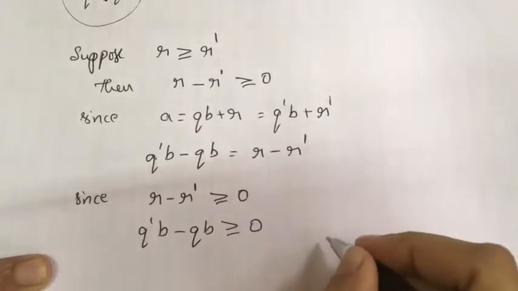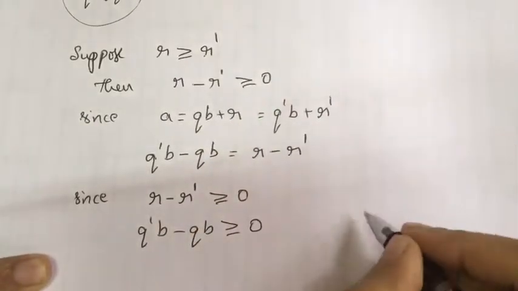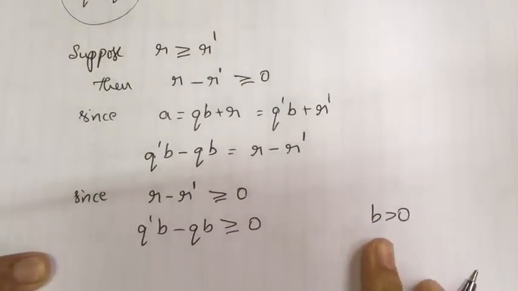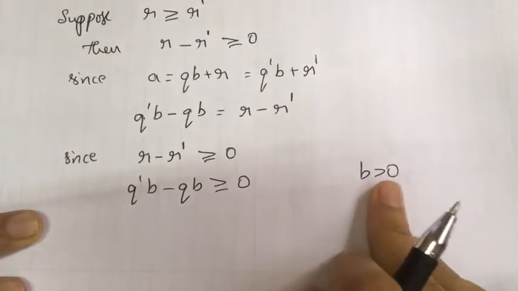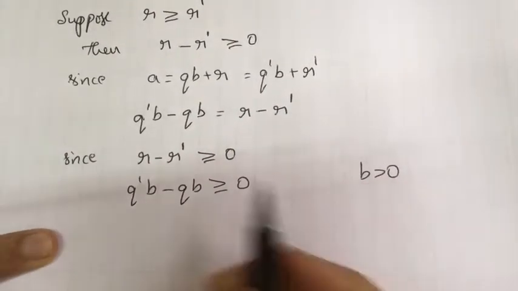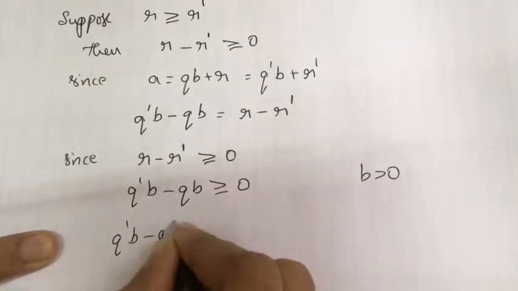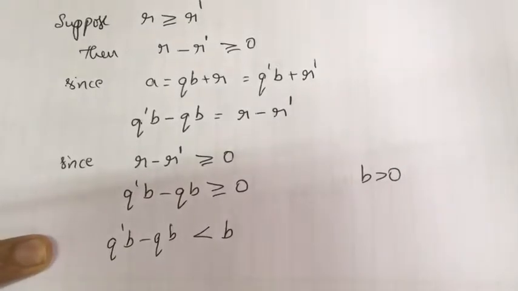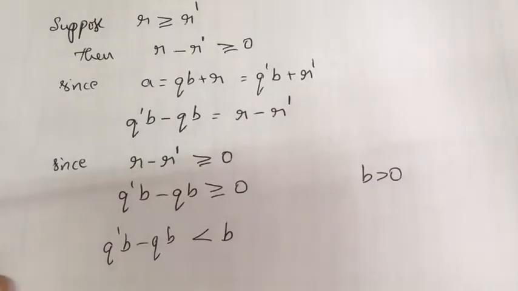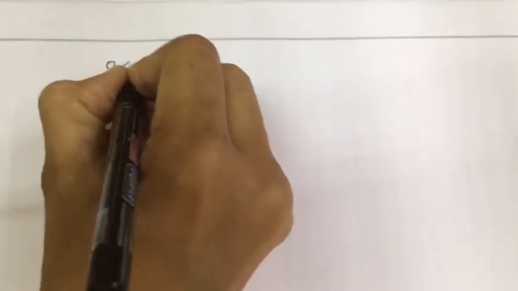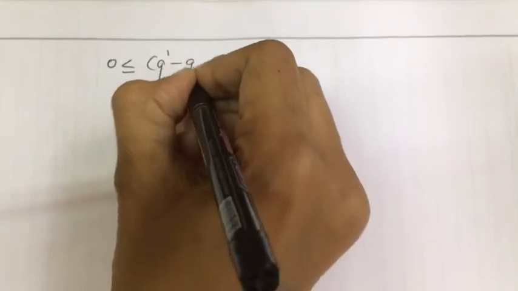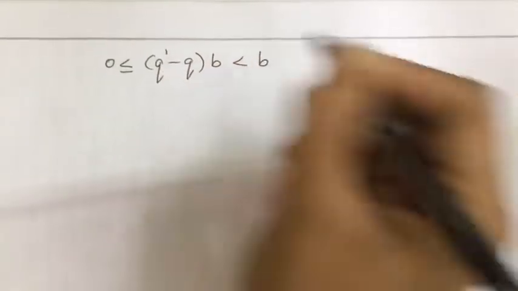Say, since B is greater than 0, it is mentioned for any integer A and B with B greater than 0, this Q dash B minus QB must be less than B. Okay, so that is same as writing 0 less than or equal to (Q dash minus Q) into B less than B.